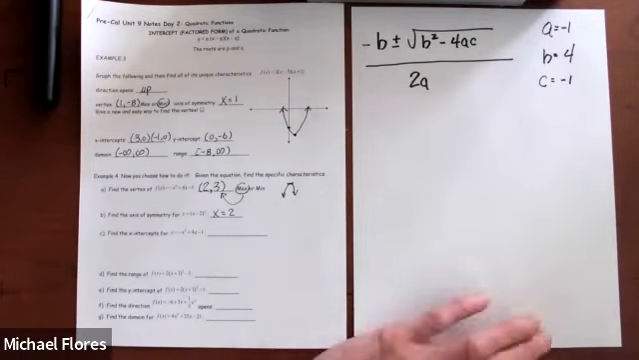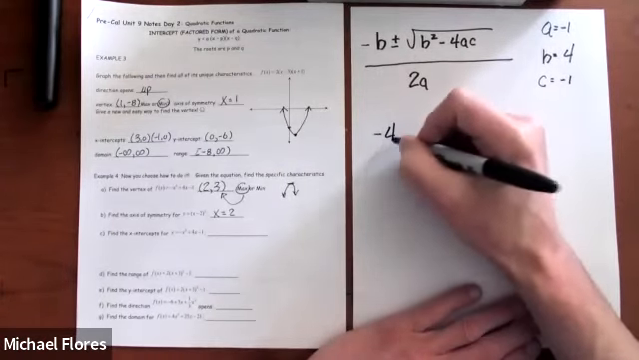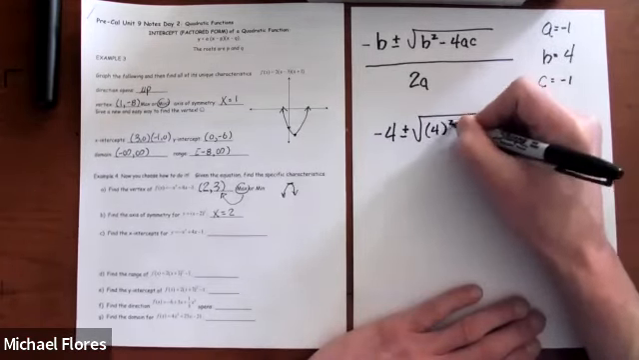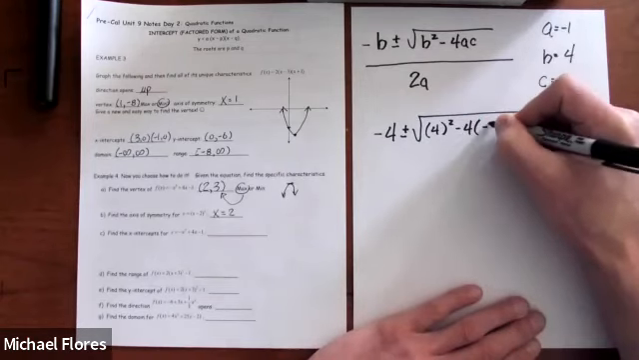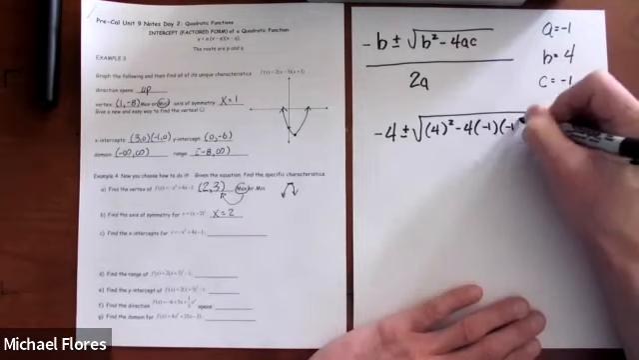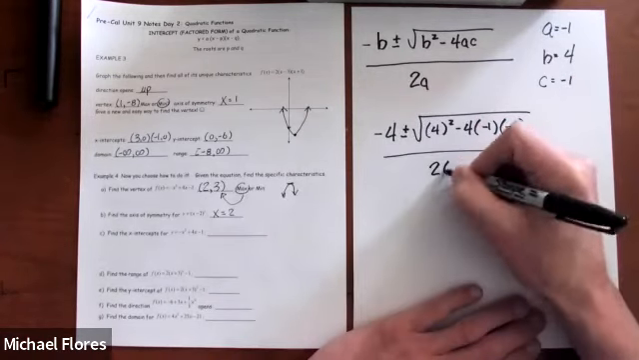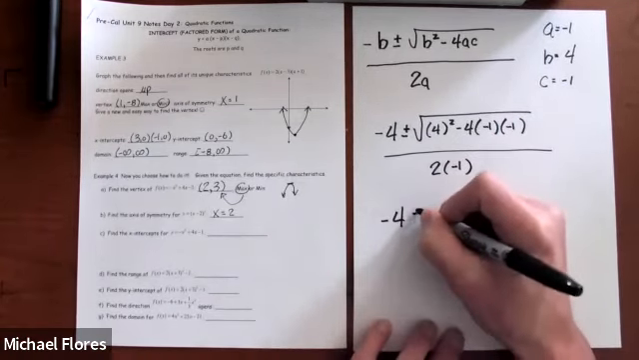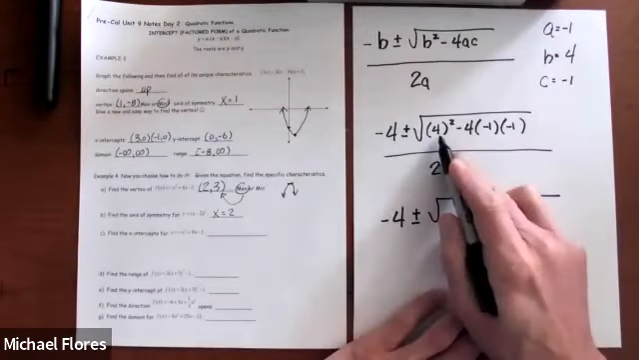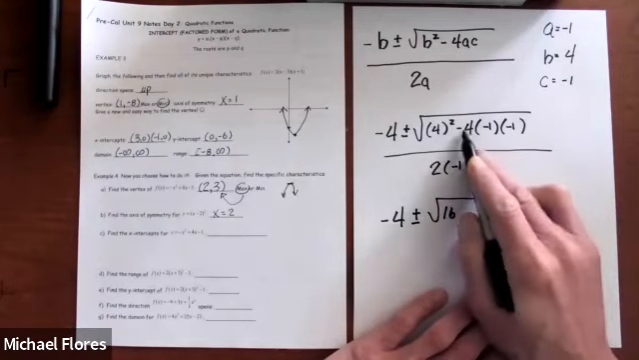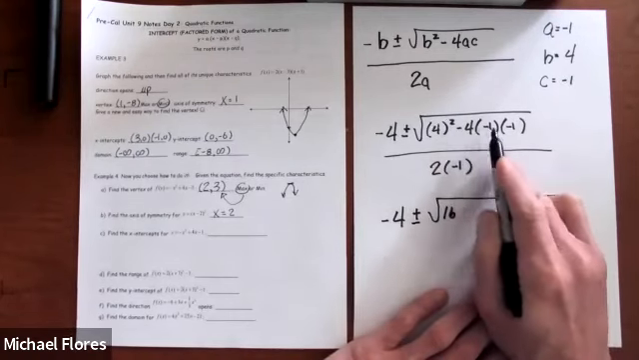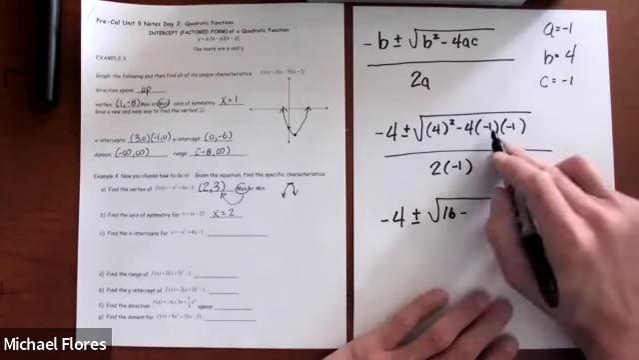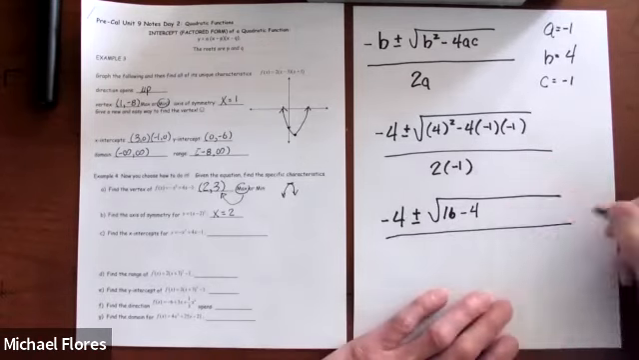Okay, now find the x-intercepts. So negative b, and now I'm going to begin simplifying here. Okay, so 4 squared, that's 16. Now notice here, I have a negative times a negative times a negative, so we're ultimately going to be subtracting these numbers here. 4 times 1 times 1, well, that's just 4, over 2 times negative 1.